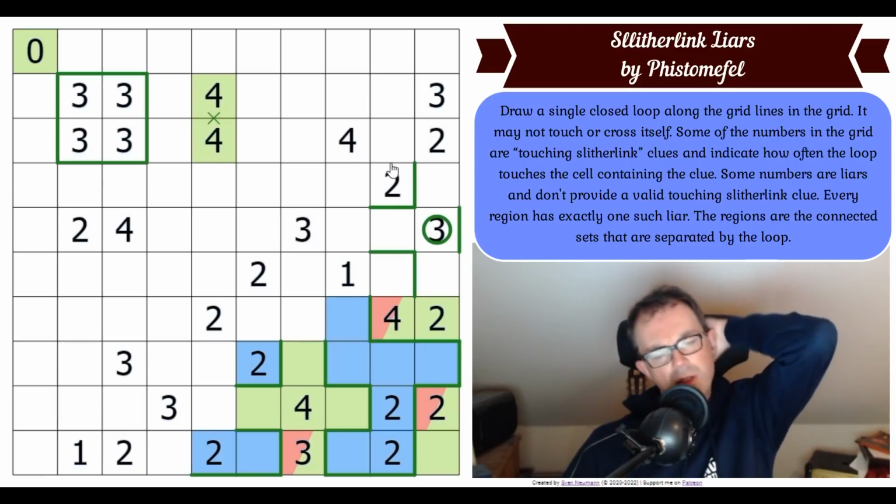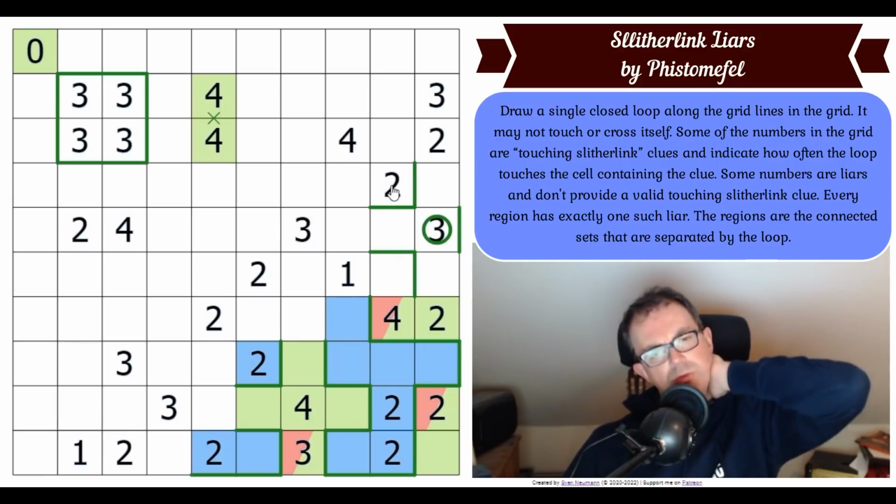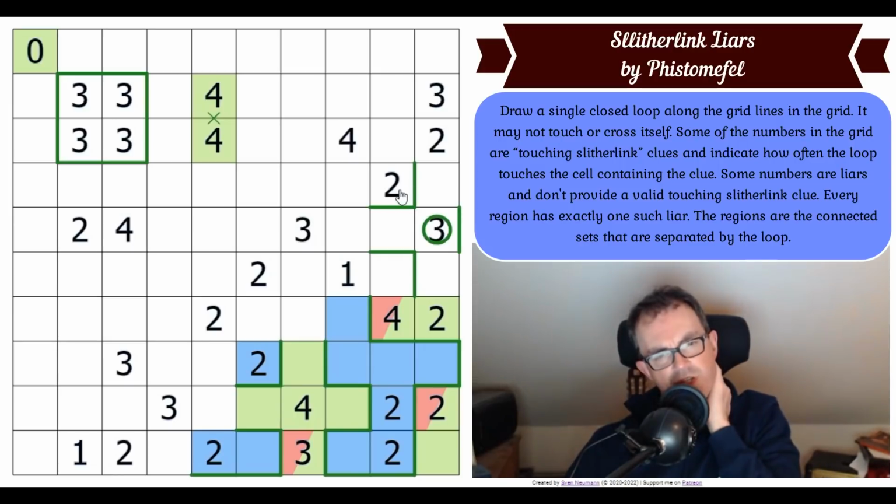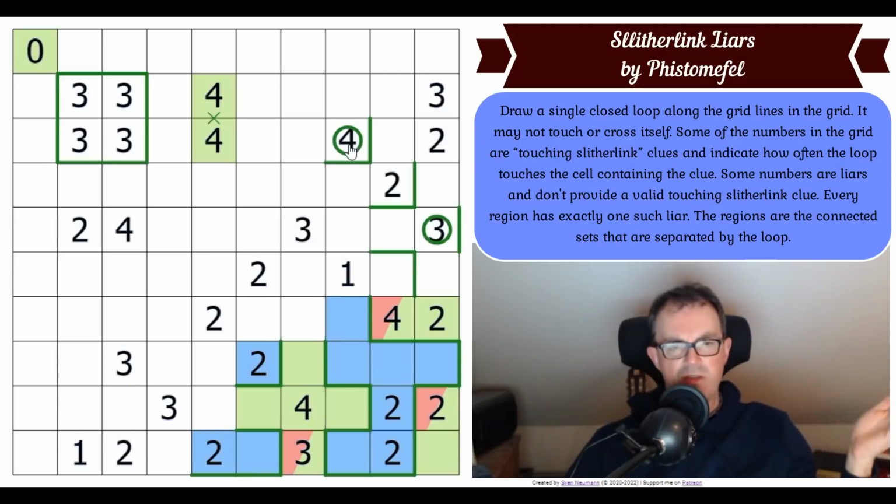But if it's a true 2 clue, the only way of completing it from this position is with that line segment, which renders this inside the loop. But it can't be because it's a 4 clue and it needs to be true if it's inside the loop. So that doesn't work. So this has to be outside the loop and lying.